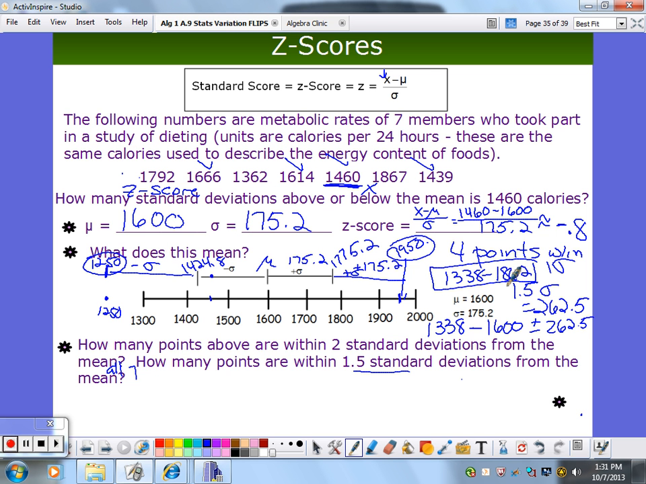Does 1792 fit in here? Yeah, right? 1792 is in that boundary. If you're within 1, you're within 1.5. How about 1362? 1614, yeah. 1460. How about 1867? No. 1439, yes. So this time looks like 6, right? So you can figure out how many points are within so many standard deviations. You add it above, you add it below, and just kind of compare the points. That's, I think, the easiest way to see what we're asking for.